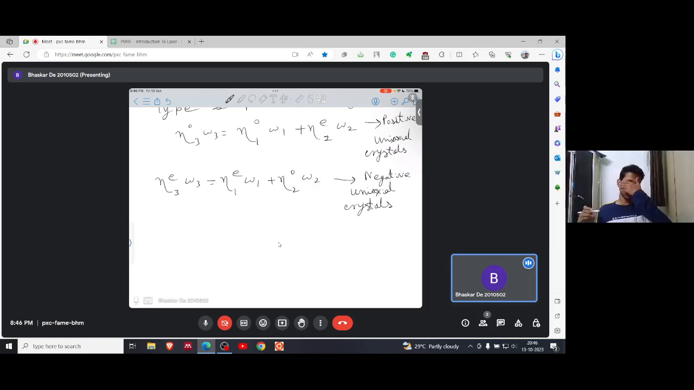Whenever you go and try to buy a nonlinear crystal for third harmonic generation, you will see a heading that the critical phase matching is type 1 or type 2. So according to your need in the experiment, you will buy the crystal.